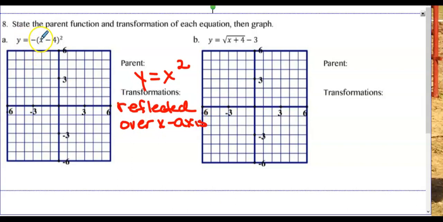Now, this is different from square root. If it's a square root function and the negative is on the outside, it reflects over the x-axis. If the negative is on the inside, it reflects over the y-axis. This is kind of different, because if you think about it, if a parabola reflected over the y-axis, it would be exactly the same anyway. So, reflects over the x-axis and right 4.